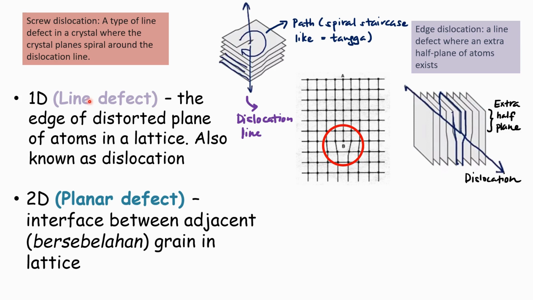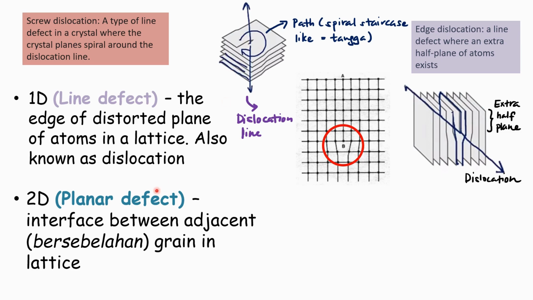Yeah, and for line defect, we have two types. We have an edge dislocation. That is a type of line defect where we have an extra half plane of atoms that exist, like what you can see in the figure here. And also we have a screw dislocation. That is a type of line defect in a crystal where the crystal planes will spiral around a dislocation line. Yeah, and now we take a look at the 2D or planar defect.